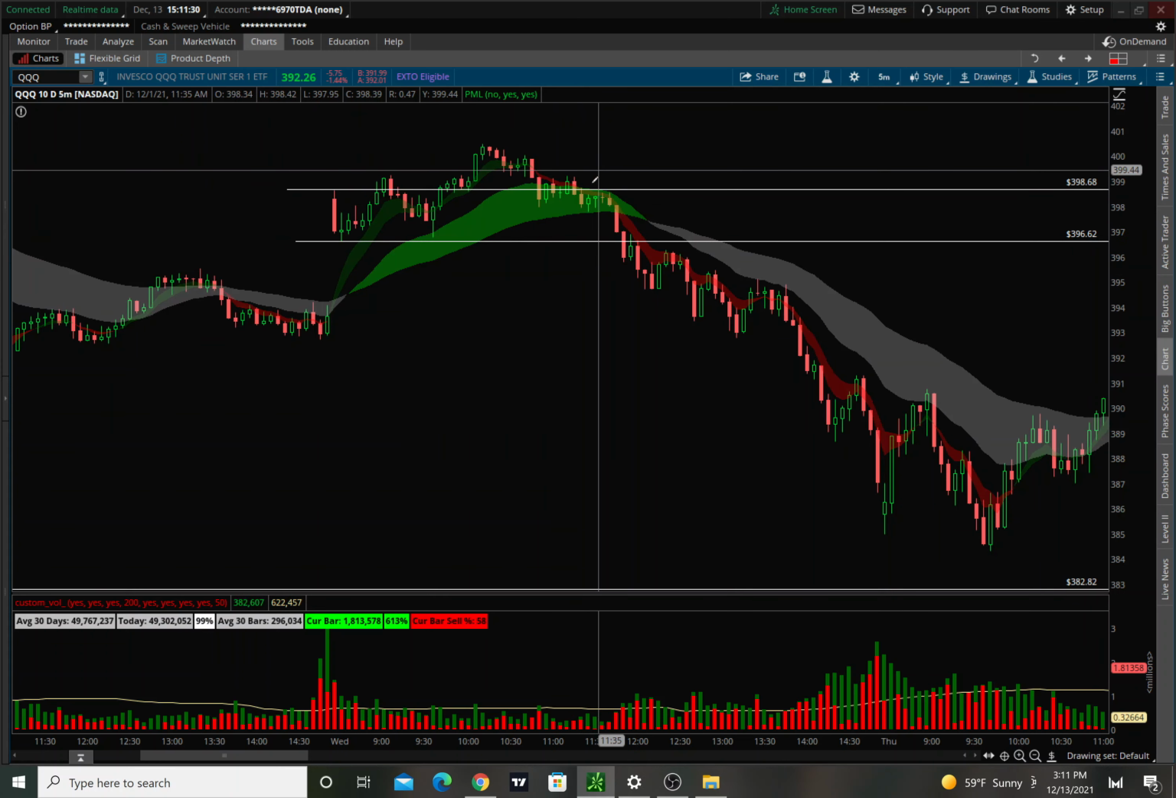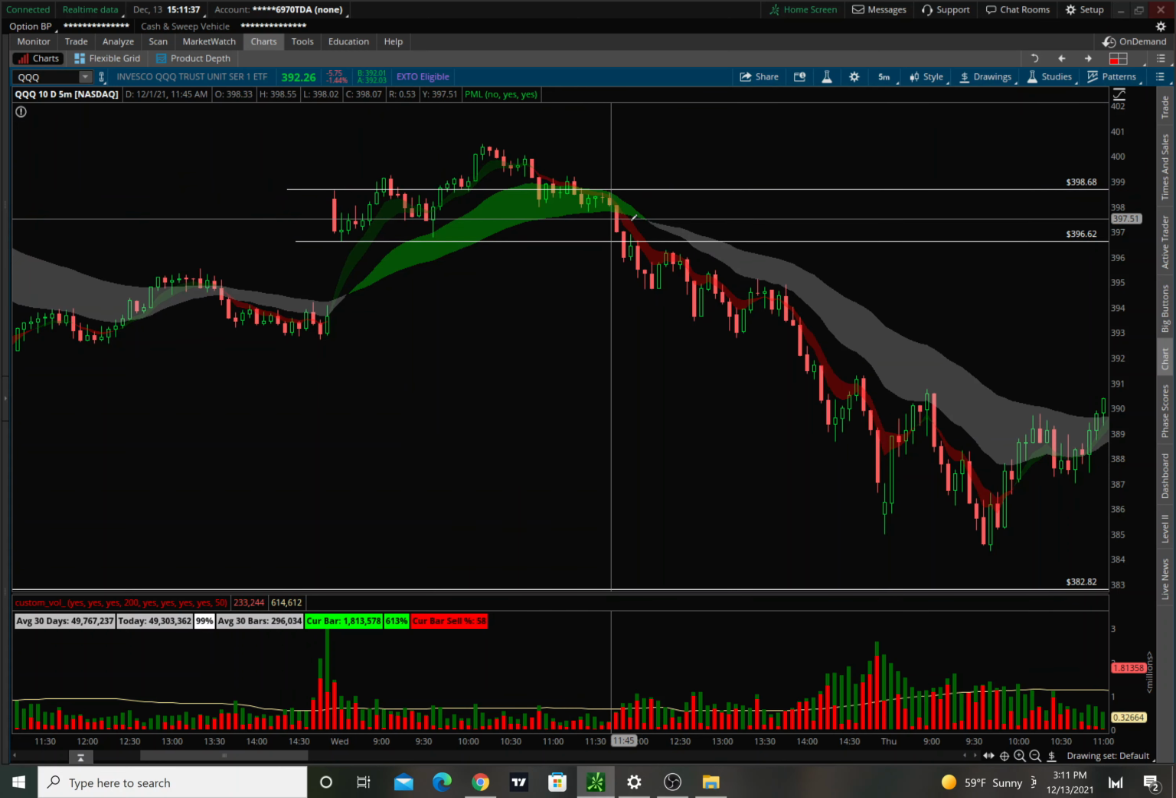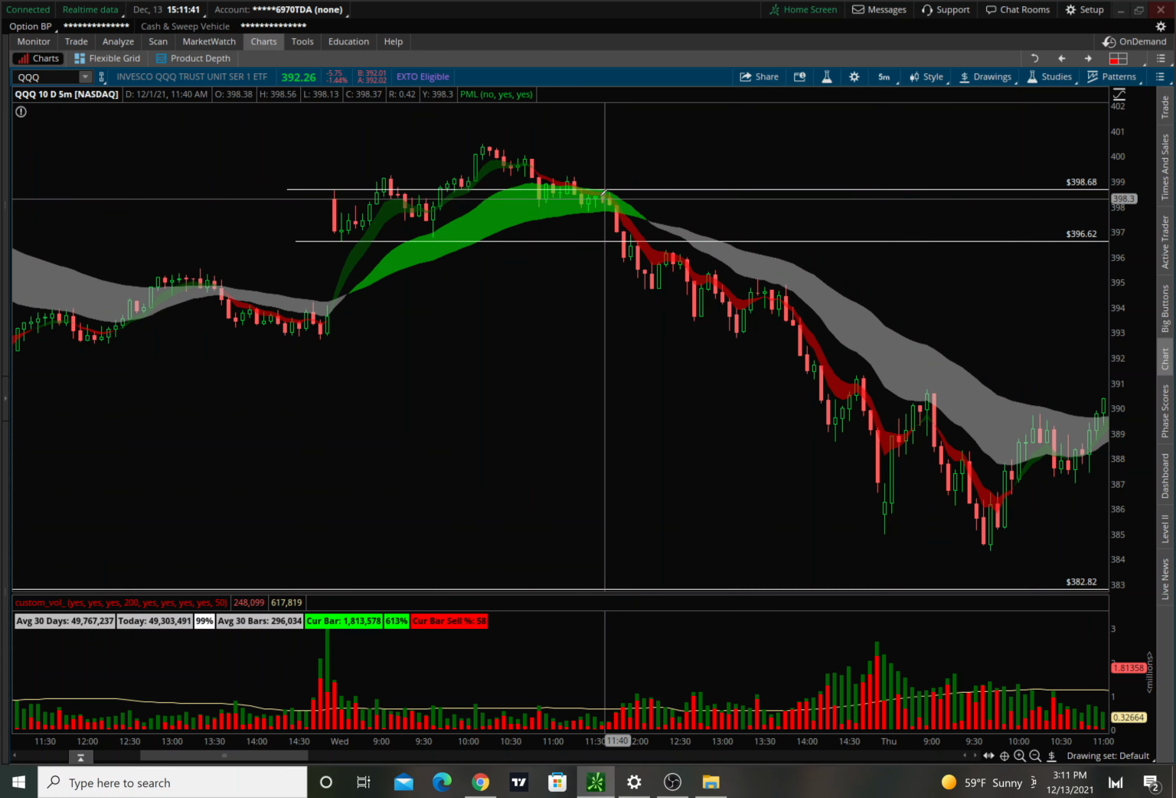One thing I have found is whenever you have your faster cloud inside of this larger cloud, I tend not to like taking an entry there just because I think that it chops around more often than not. So I'd probably wait this out.